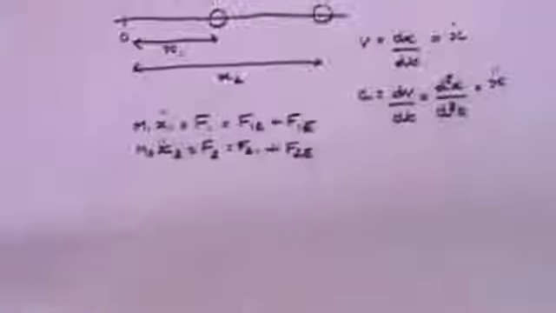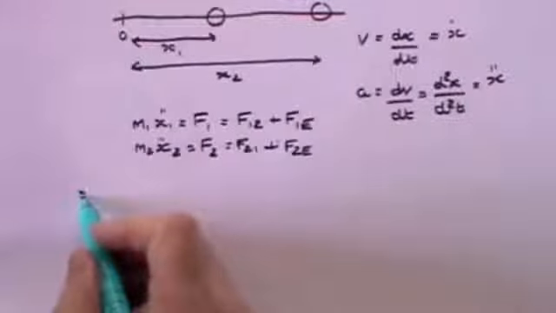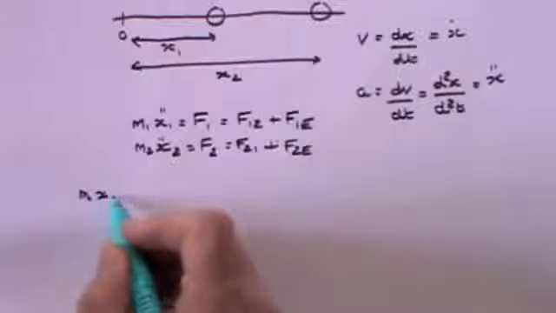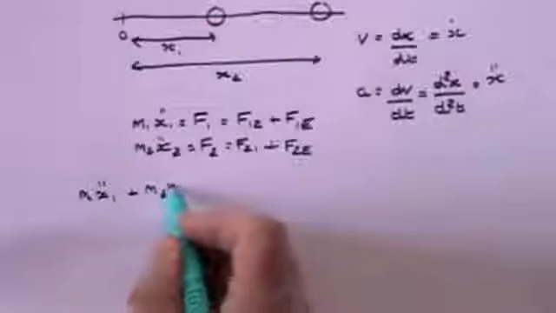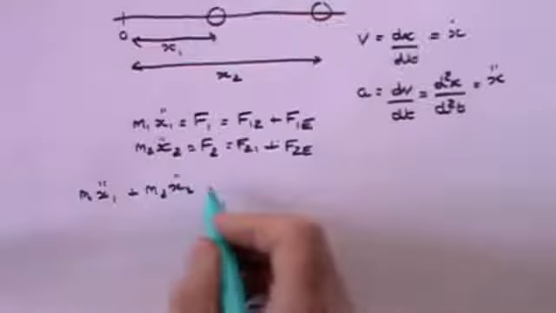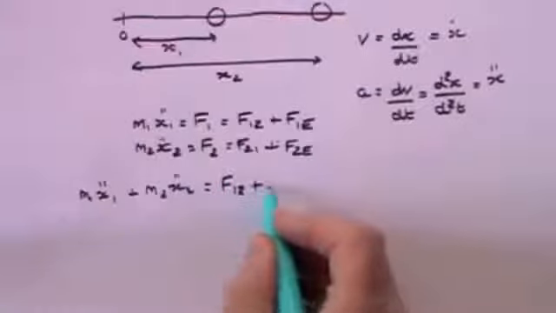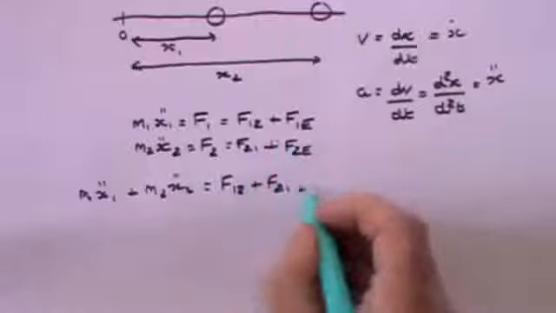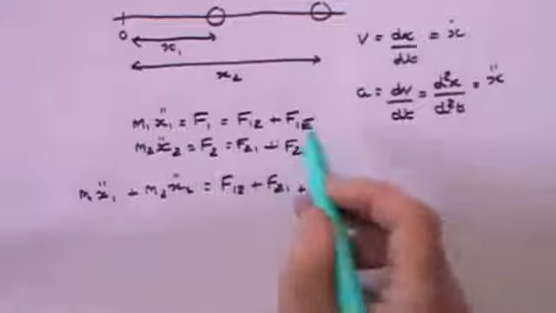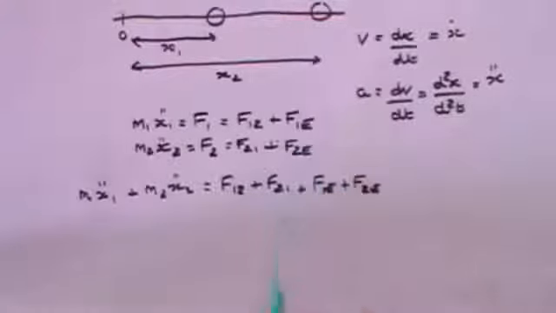Now let us add those 2 equations together, and that will give us that m1 x1 double dot plus m2 x2 double dot is equal to, I'm going to put it in this order, f12 plus f21, that's this one plus this one, plus f1e, that's this one, plus f2e, that's this one.